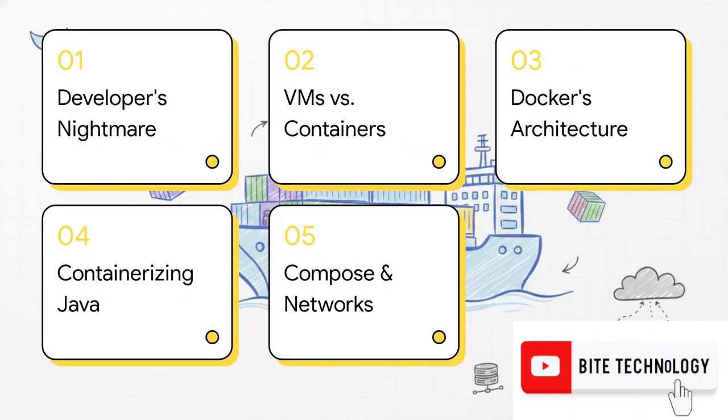So here's our roadmap for today. First, the developer's nightmare. Second, virtual machines versus containers. Third, inside Docker's architecture. Fourth, containerizing a Java app. And finally, compose, networks, and volumes.